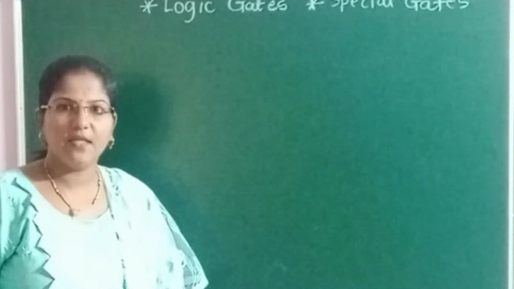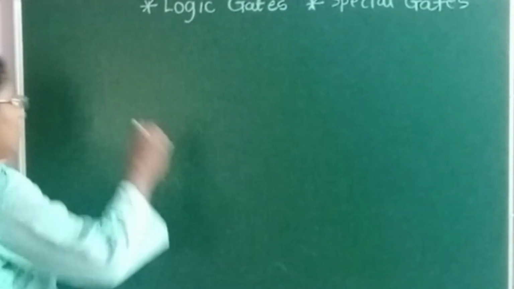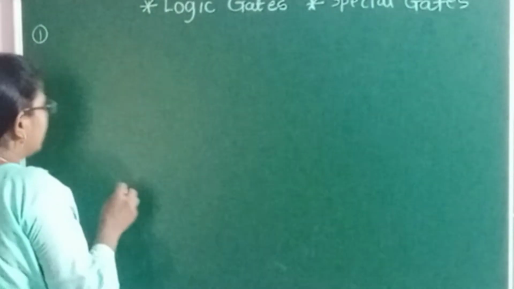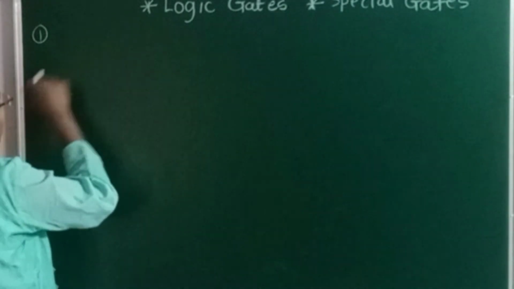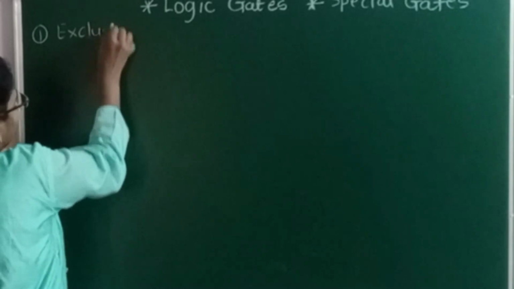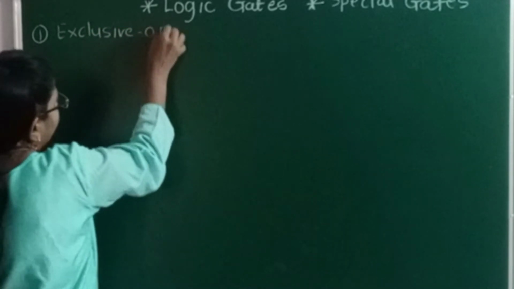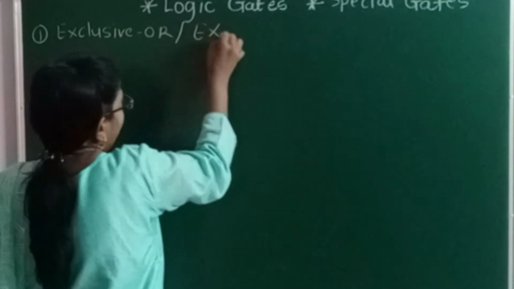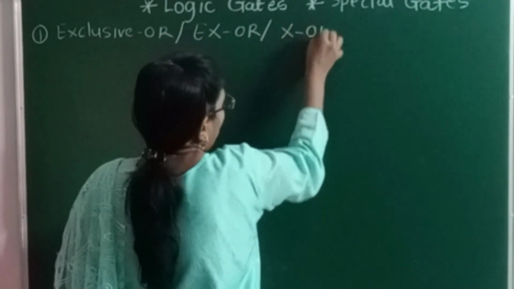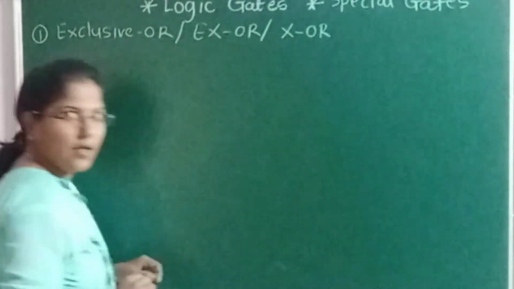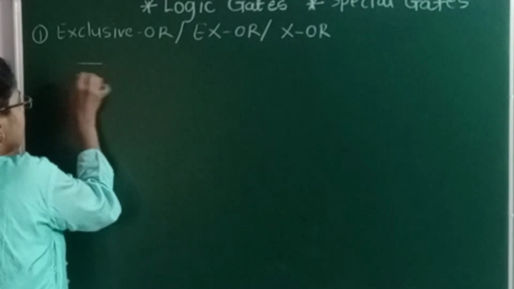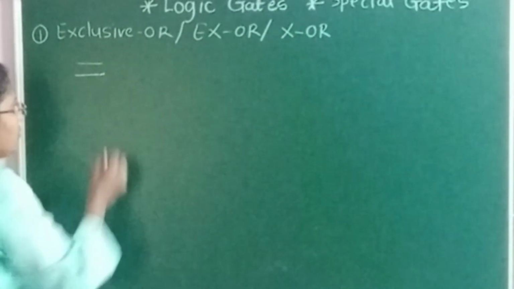Next we will start with the XOR gate. Suppose the first special gate, or we can call it the other gates also. There is no specific name for this. Like exclusive OR, we can write it as EX dash OR. Sometimes we write it as X dash OR also. Okay, so the symbol for this, again I am going to consider it for two inputs only.